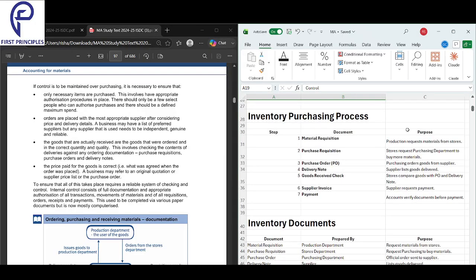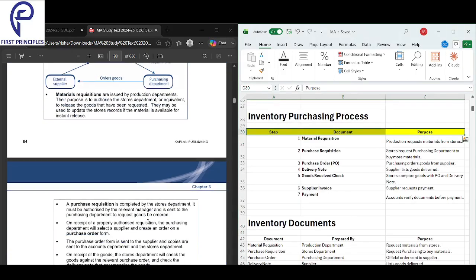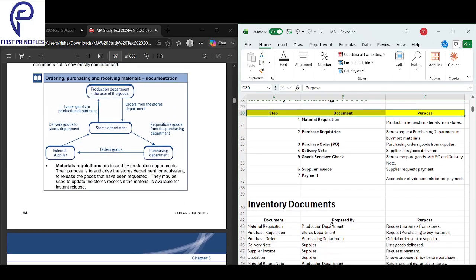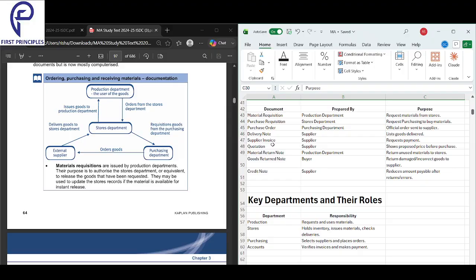Next, we look into the inventory purchasing process. How do we go about purchasing the inventory? Here we have the whole process written down right here. So we have some documents that we look into. Firstly, we'll start with the material requisition. These are documents that we looked into yesterday quickly.